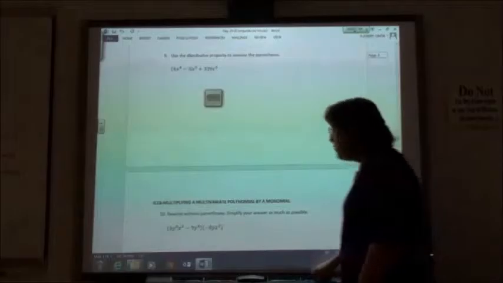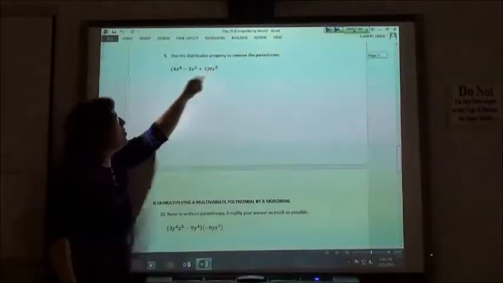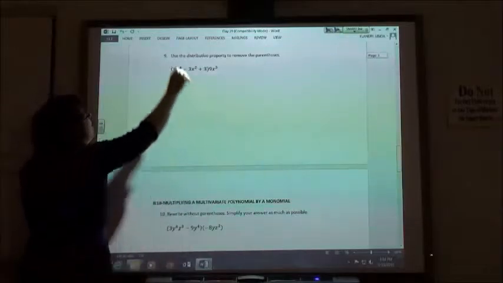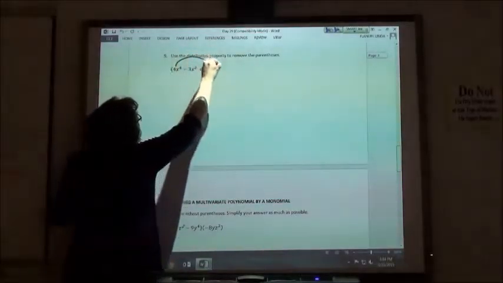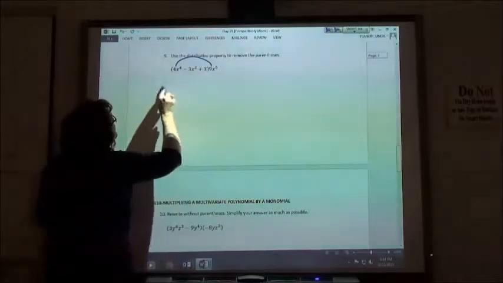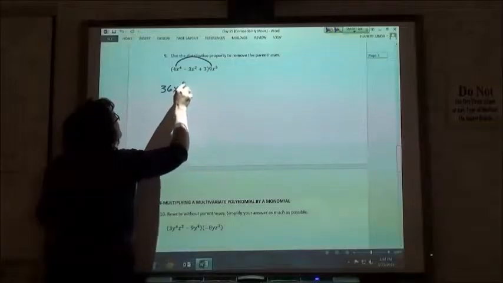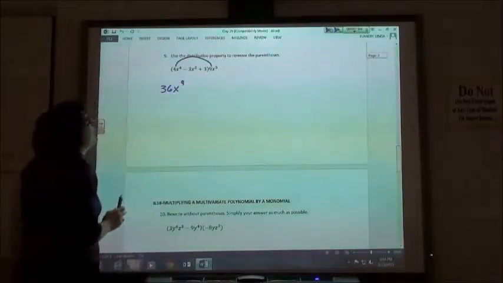Number 9, we're still using our distributive property to remove the parentheses. This time they just put the value on the end, but same kind of thing. I'm going to start by taking my 4x to the 4th times my 9x to the 5th. 4 times 9 is 36. X to the 4th times x to the 5th, I add my exponents, so x to the 9th.